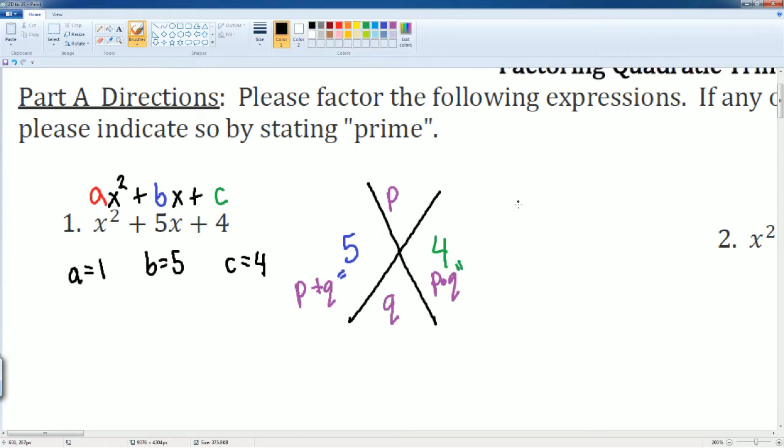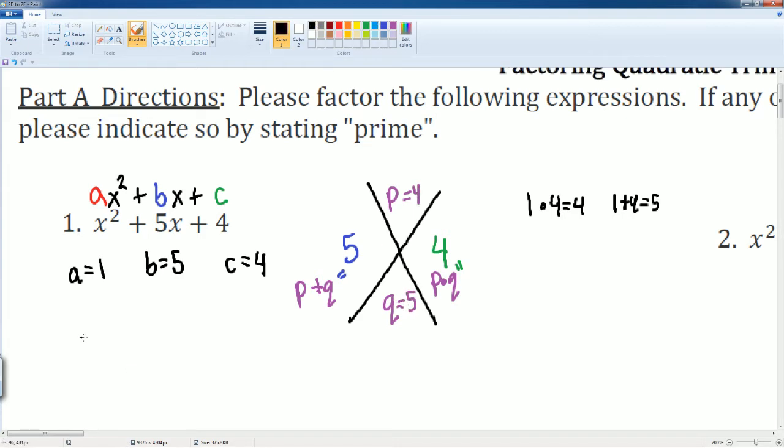So let's go through my list of possibilities. I start with 1 times 5. Oh, no, 1 times 4. That does get you your 4. So does that work? Yes, because when we do 1 plus 4, that gets you 5. So what 2 numbers multiply to make 4 and also add to make 5? So your answer here would be P equals 4 and Q equals 5.